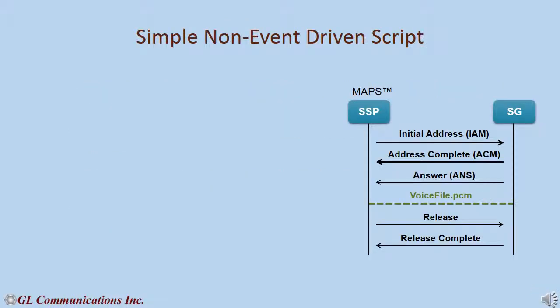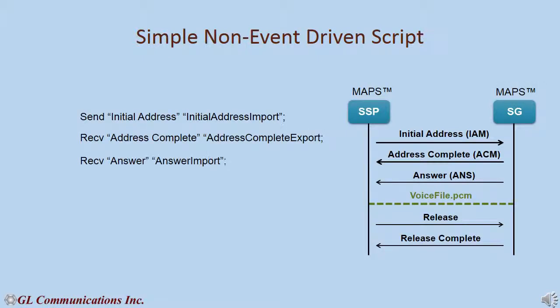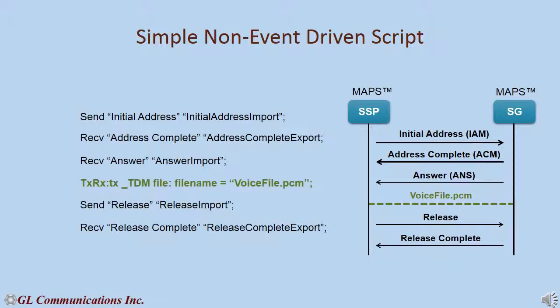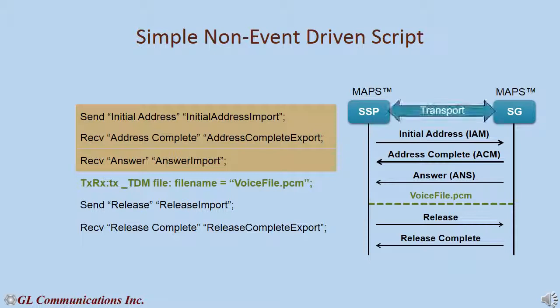Let us take an example of call simulation using the ISUP protocol with MAPS on both ends. As seen here, a simple script, with only send and receive commands, can be used to achieve this. The send instruction will send the specified message to the end node. The receive command instructs MAPS to receive an incoming message. Prior to sending and receiving the messages, MAPS establishes a transport layer, over which the messages are exchanged. In the ISUP protocol, the messages are exchanged on the MTP3 or M3UA transport layer.